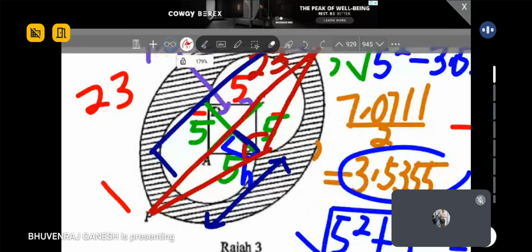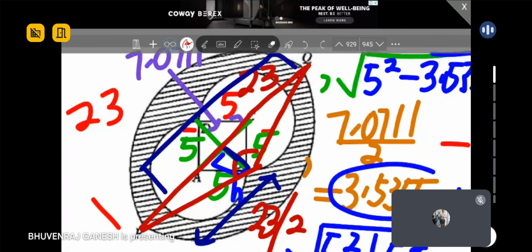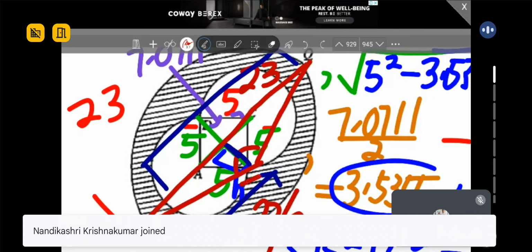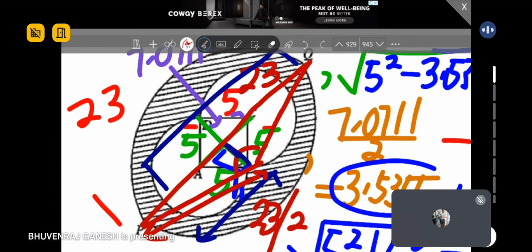Why do you take 23 over 2? Because I want to find the length. Okay, this is 23 over 2. So guys, you have all the lengths already now. You have all the information already. So you can find this length. Am I right? How to find this length, guys?